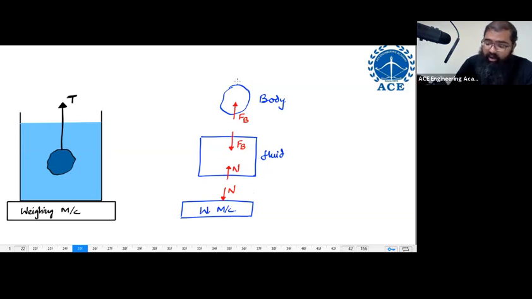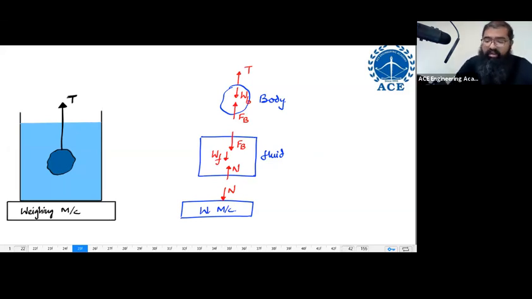Next thing, Earth is pulling the body down with a force W of body. Earth is pulling the fluid down with a force W of fluid. Next thing, your hand is applying certain tension over here. That's it. This is the free body of the entire system.